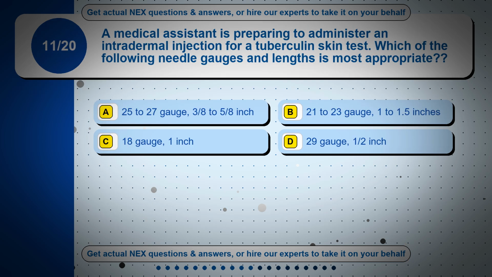Question 11. A medical assistant is preparing to administer an intradermal injection for a tuberculin skin test. Which of the following needle gauges and lengths is most appropriate? Option A. 25 to 27 gauge, 3/8 to 5/8 inch. Option B. 21 to 23 gauge, 1 to 1.5 inches. Option C. 18 gauge, 1 inch. Option D. 29 gauge, 1/2 inch.